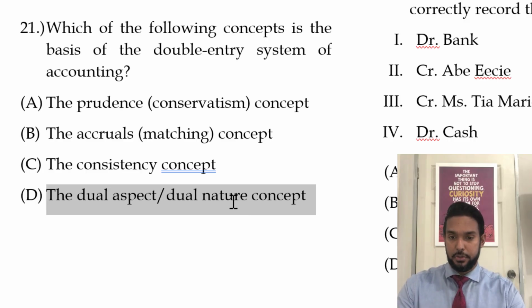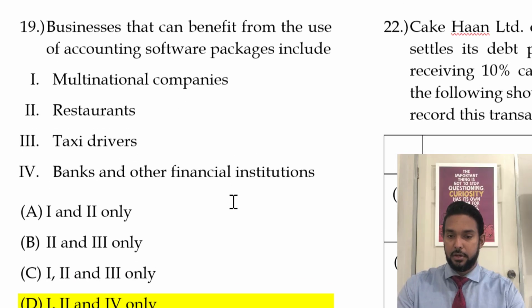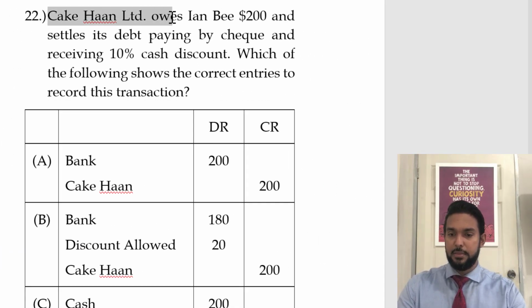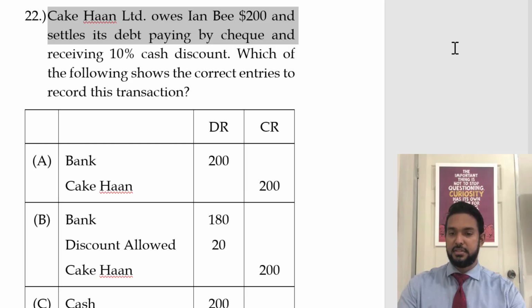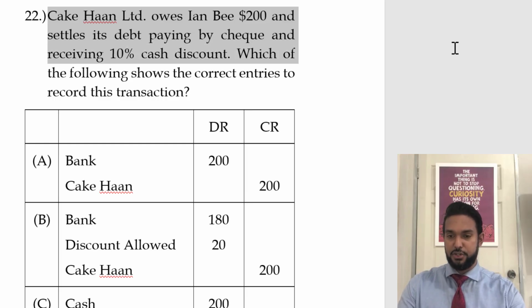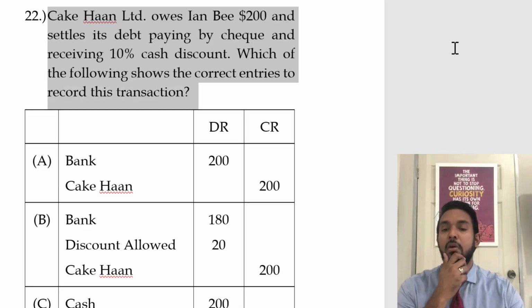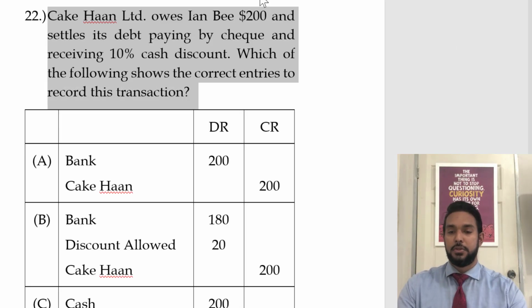Let's check out question 20. So I'm going to scroll up a little bit and then we're going to take a look across here. Okay, so Cake Han Limited owes E&B $200 and settles its debt paying by check and receiving 10% cash discount. Which of the following shows the correct entries to record this transaction? This is interesting. So K Khan owes A and B $200. So that's a debt. Now, by the way, this question should have said in the books of E and B. Let's put that in, right?